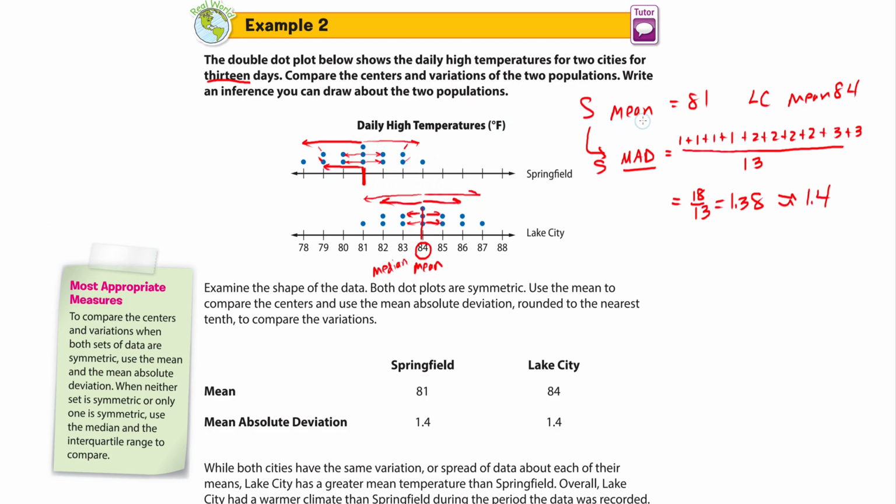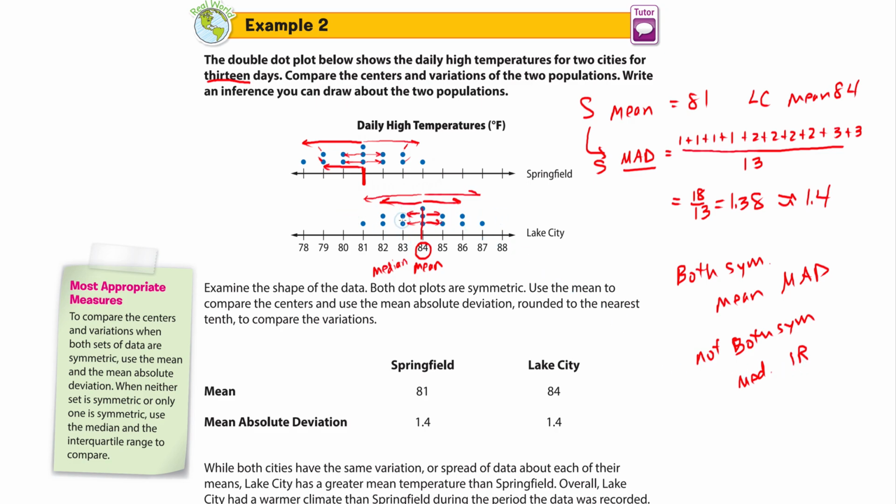So you will do mean and mean absolute deviation only if they are both symmetric. If they are not both symmetric, when neither set is symmetric or only one is, you're going to use the median and interquartile range. So you need to maybe jot that down. If they are both symmetric, you're going to use mean and mean absolute deviation. If they're not both symmetric, you're going to use the median and then the interquartile range.